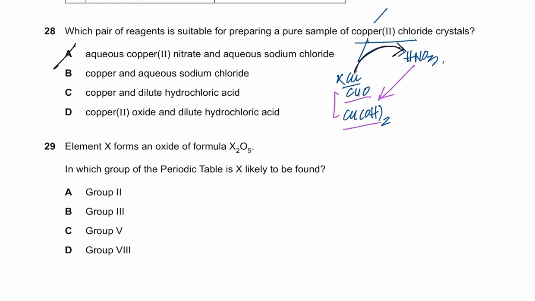And it says copper and aqueous sodium chloride, again that's wrong. Copper and aqueous sodium chloride is wrong in this test because sodium is more reactive than copper, so copper cannot displace the sodium and form copper chloride. Copper and dilute hydrochloric acid would be right for all the other metals which are more reactive than hydrogen in the reactivity series, but since copper is lower, that's why this is wrong.